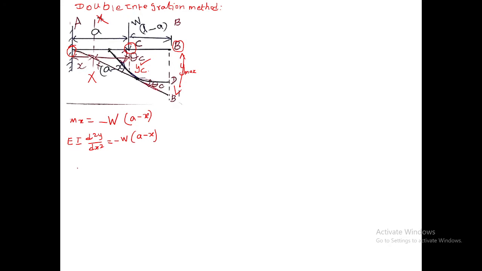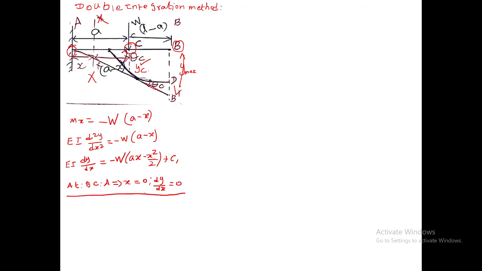Integrating this equation with respect to x, EI dy by dx equal to minus W into (ax minus x squared by 2) plus C1. First, apply the boundary condition at point A: x equal to 0, the slope is also 0, dy by dx equal to 0. So C1 equal to zero.